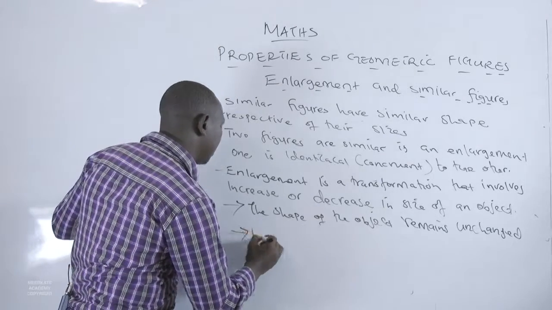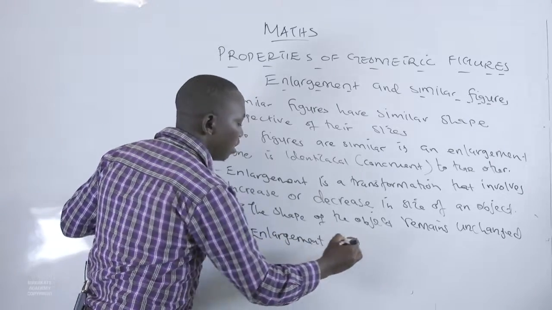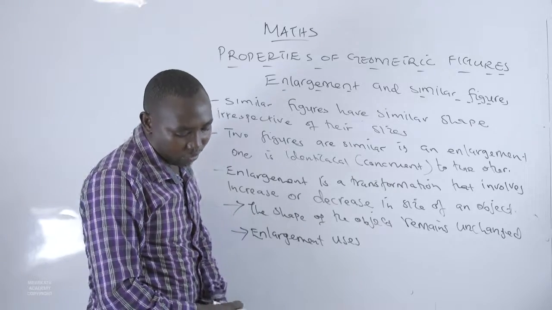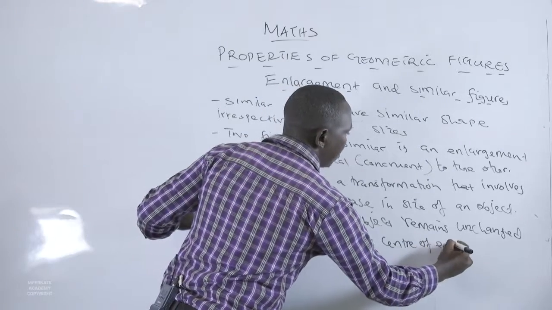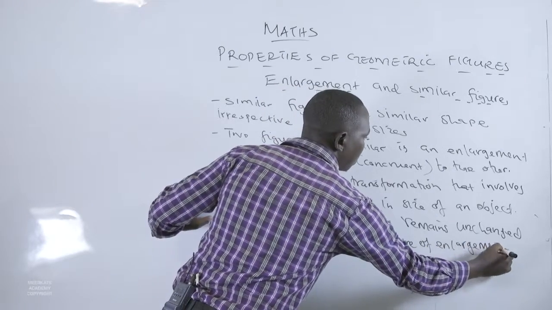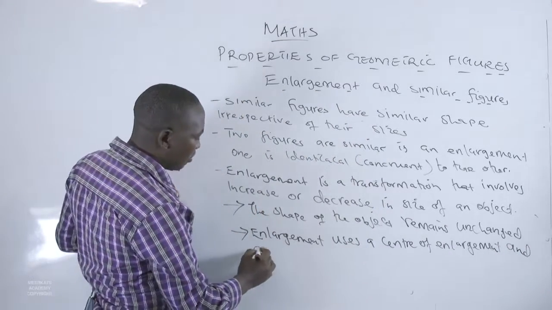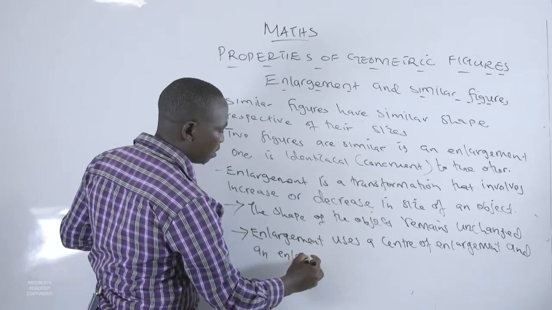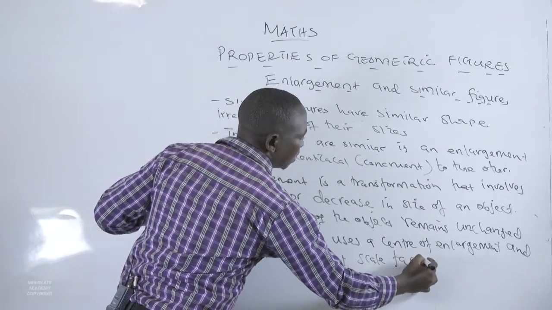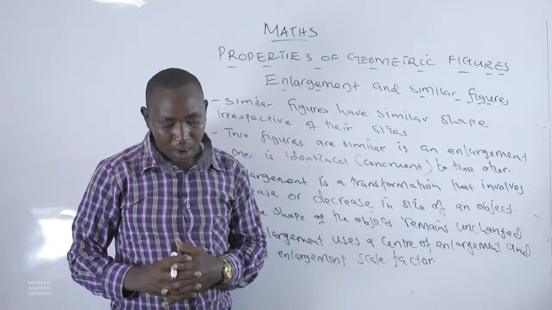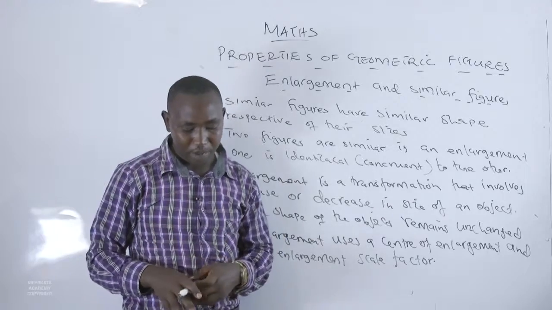So enlargement makes good use of the center of enlargement and an enlargement scale factor, which we are saying can be small or it can be big.